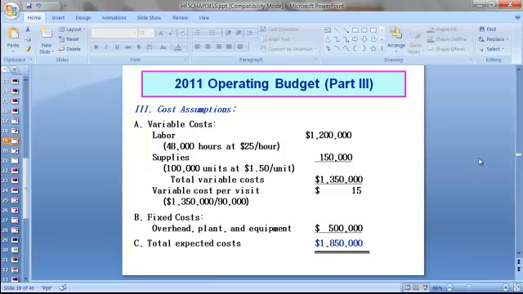Variable cost, labor, $1,200,000, and notice they have to have an estimate of the number of hours and the average labor rate. That comes from your statistical budget. Same with supplies, number of units they're going to use, because these are variable costs, and average cost per unit, giving us a total variable cost of $15. Then we've got some other costs. There's the overhead plant and equipment, which is a fixed cost, not a variable cost, at $500, giving us total expected cost of $1,850,000.